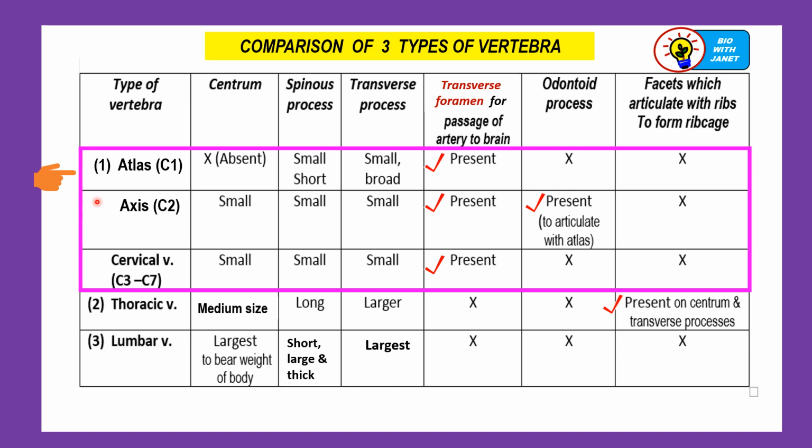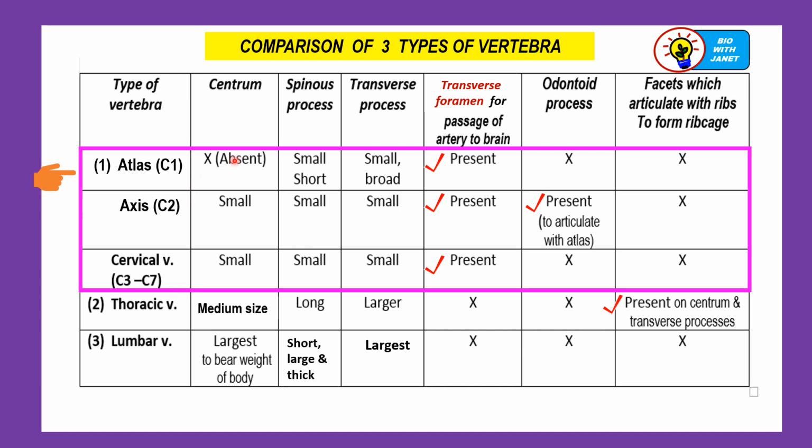Now we are going to study the first type of vertebra, which is the cervical vertebra. The first cervical vertebra, or C1, cervical vertebra number 1, is the atlas, and the second cervical vertebra is the axis, and lastly we have C3 to C7, which are the other cervical vertebrae. So let's start with the atlas.